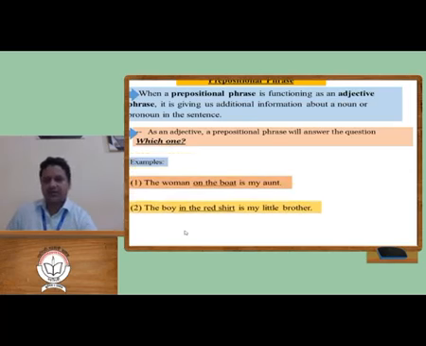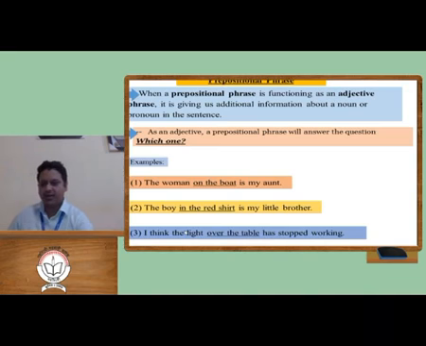The boy in the red shirt is my little brother. Which boy? The boy in the red shirt. So, in the red shirt is a prepositional phrase. It modifies a noun. It gives additional information about the boy. That's why in the red shirt, although it is a prepositional phrase, works as an adjective phrase here.